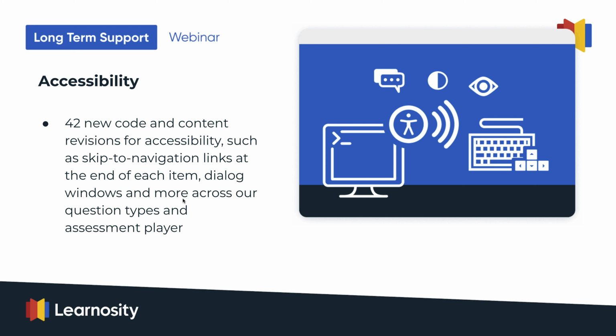Of course, accessibility. Accessibility is a theme that we are constantly striving to do more with, and we've continued to build on the support that we already have. We've made 42 new code and content revisions for accessibility to improve the user experience. Things like skip to navigation links at the end of each item, and the window dialogues that you see.